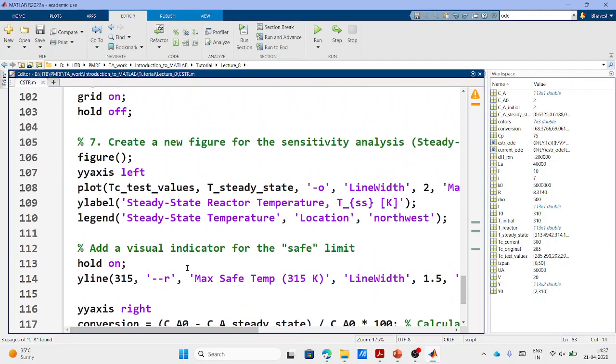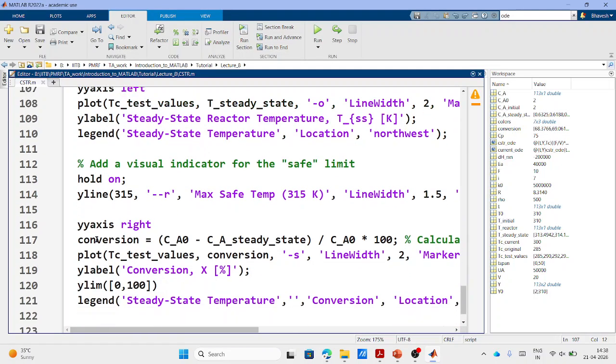And this plot part here, since I want to create two y-axes, we are creating one figure. I am writing yyaxis left, so this will create a y-axis only on the left portion. With the left y-axis as a reference, it will plot the Tc versus T steady state value. I'm giving it a label, so all things will be with respect to the left y-axis. I'm plotting this y equal to 315 Kelvin line also.